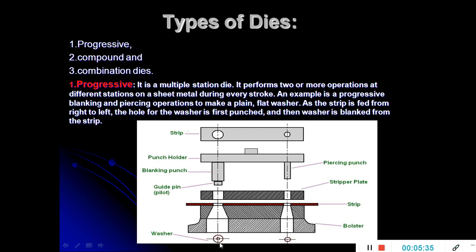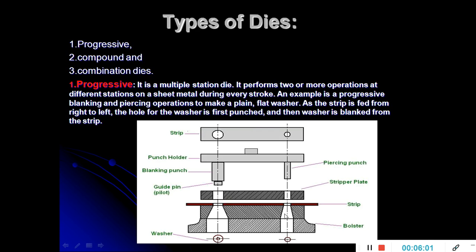the washer. Now see here, the blanking operation is done to produce the washer, and the small hole in the washer is already done with the help of a punching operation. So both piercing and blanking, punching and blanking operations are going to be performed simultaneously on the sheet metal to produce a washer. Got the idea? This is known as a progressive die.